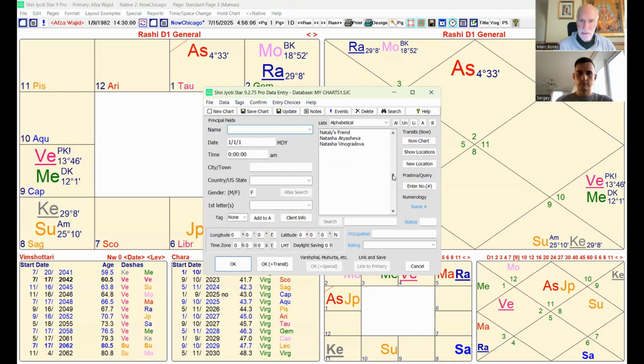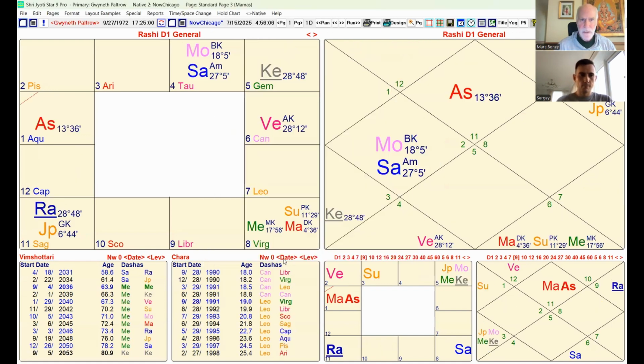I'm actually going to bring up the chart of a rather famous American movie star and celebrity, a woman by the name of Gwyneth Paltrow. You can see that Venus here is in Cancer, right? And so when she runs either a Venus, a Cancer period or a Cancer sub-period, then it's going to make this period eligible for giving that result, or from where Venus falls seventh.